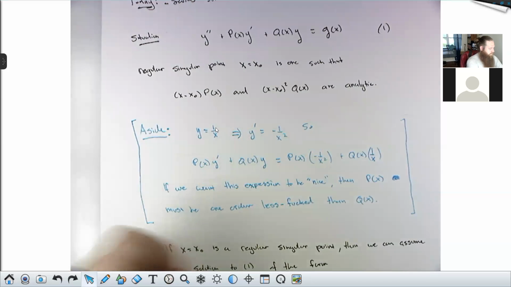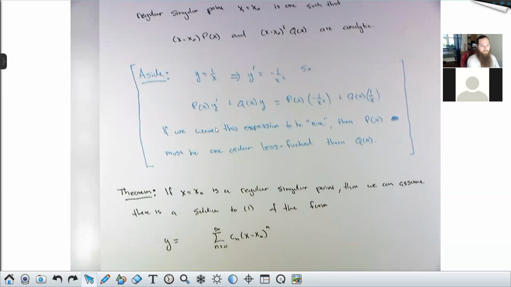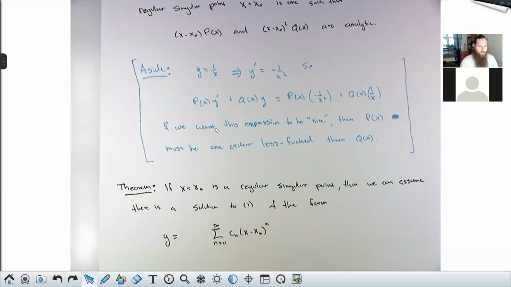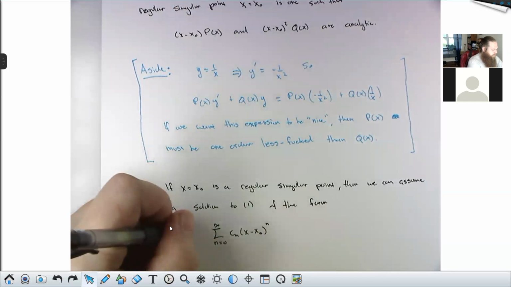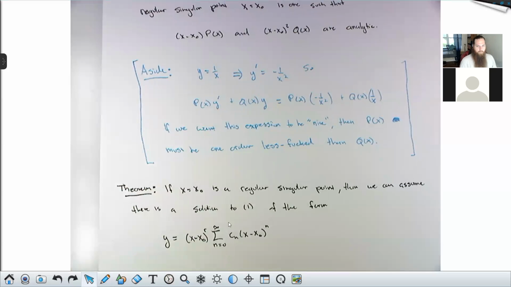y equals, instead, so normally we would just say some power series, right? Some sum n from 0 to infinity, cn x minus x naught to the n. But here we're going to throw in a factor of x minus x naught to some power, because maybe the solution actually isn't a power series. Right? Maybe the solution itself isn't analytic at x naught, because the coefficient functions are not themselves analytic at x naught. Maybe the solution inherits the non-analyticity of the coefficients.